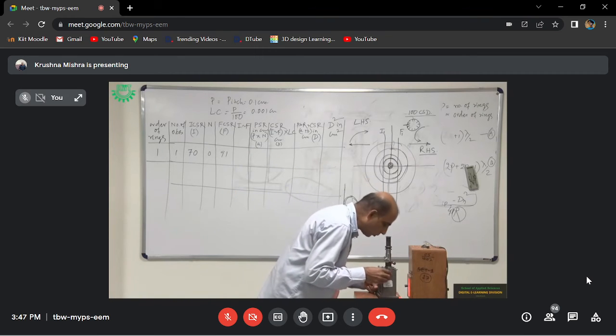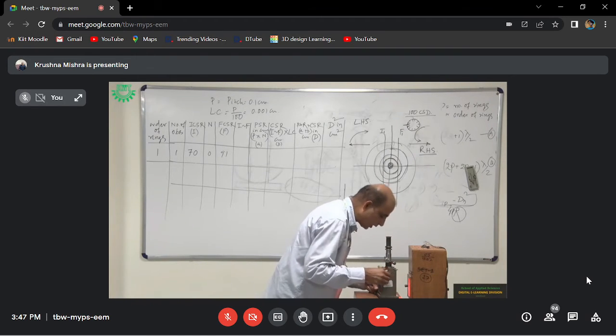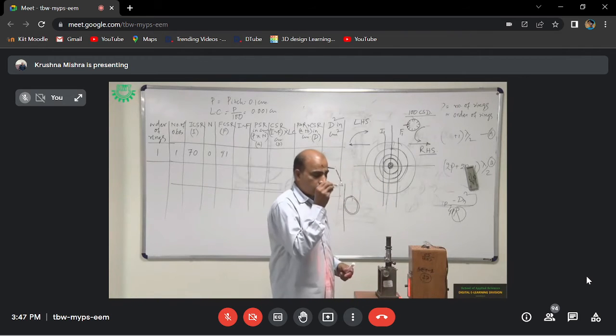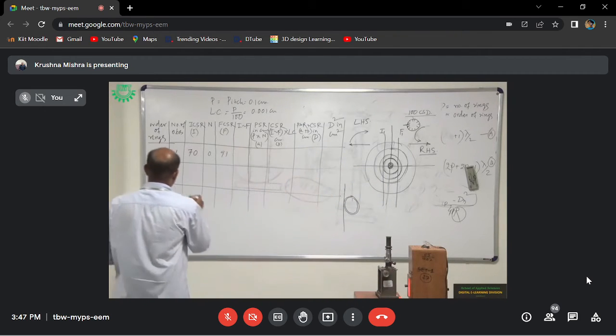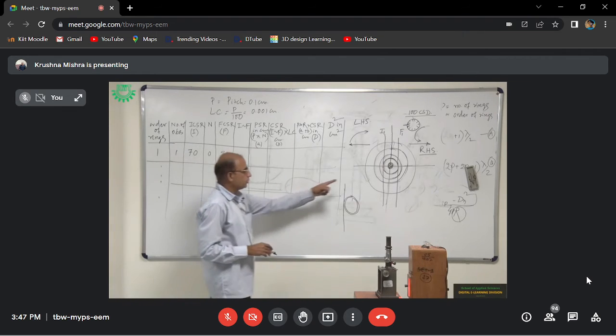Then let us take one more reading. I am coming to another ring. First come to the center and see whether the horizontal line exactly passes through the center or not. Otherwise the diameter comes to be wrong. I am now coming to the next ring. This is the sixth ring I have taken. So in this way we will proceed one by one with different rings.